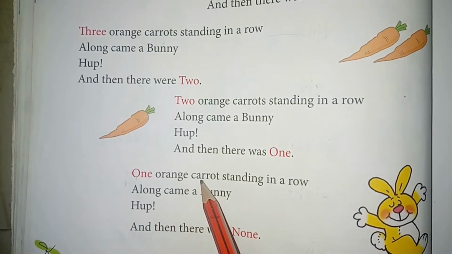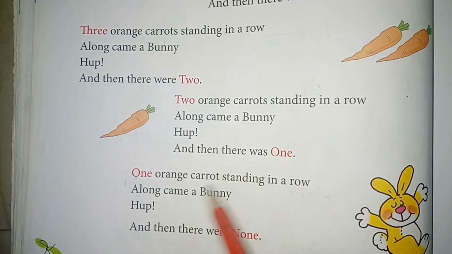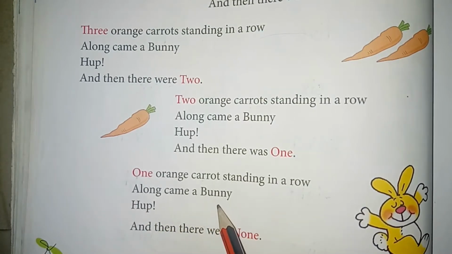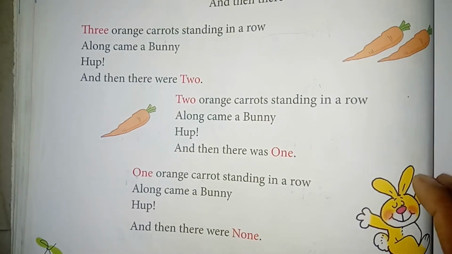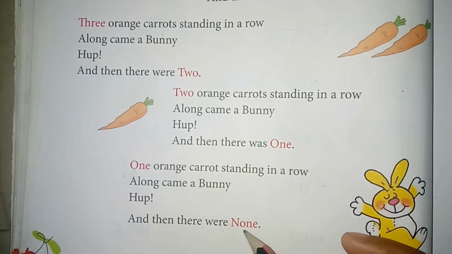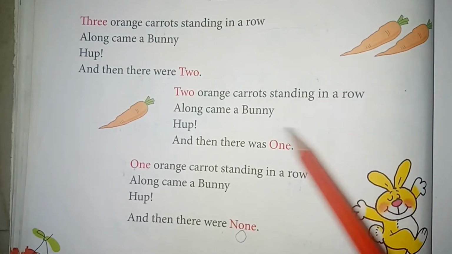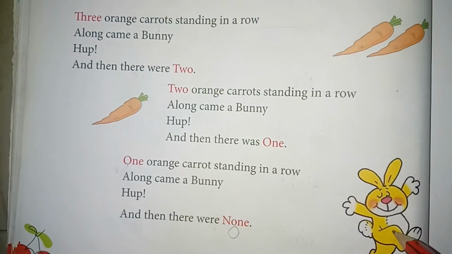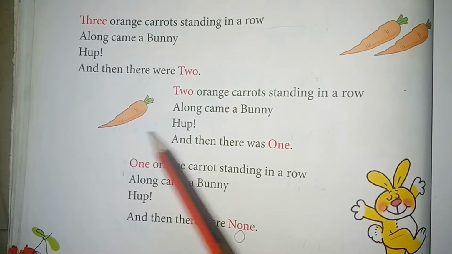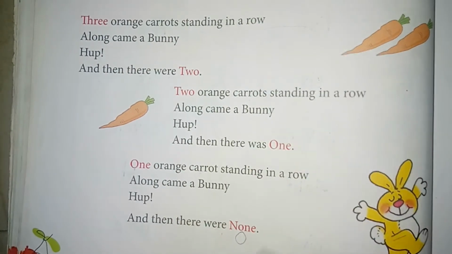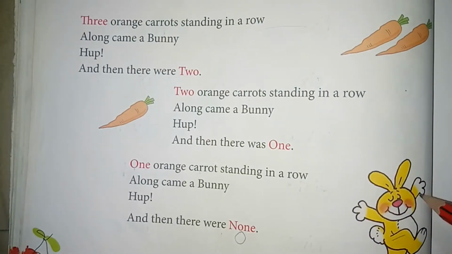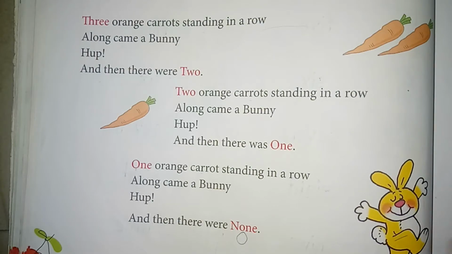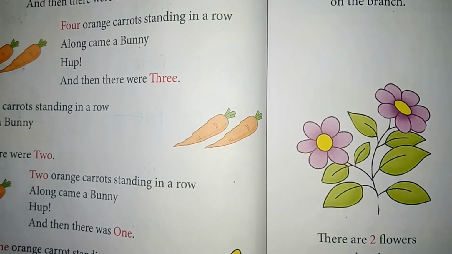1 orange carrot standing in a row. Along came a bunny, hop, and then there were none. None means 0. Yes, dear student, none means 0. Now 1 was there, the bunny came, and the bunny ate this 1 carrot. Now there are no carrots left. Understood? It means the bunny has eaten all 5 orange carrots. Understood? Now come to the next page.